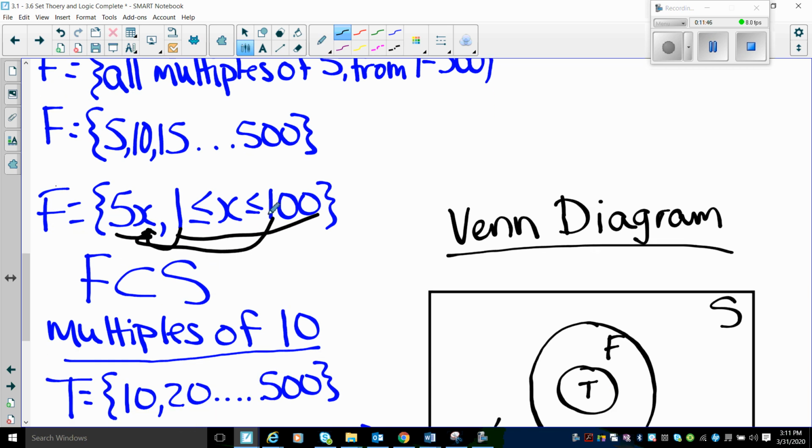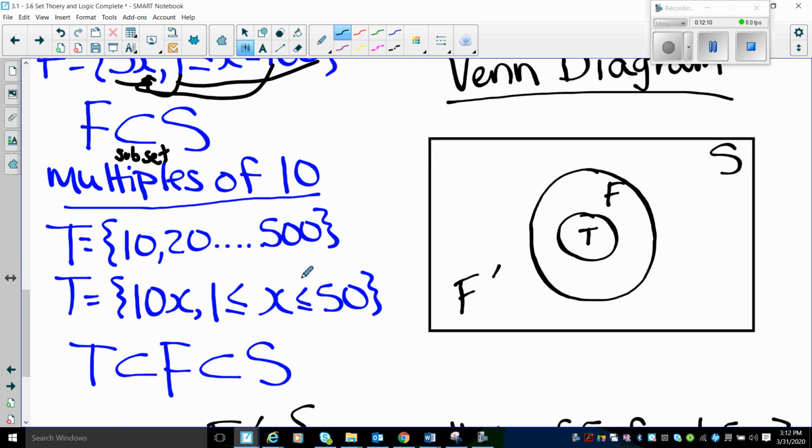Because all of those numbers, 5, 10, 15, 20, and so on, are also in between 1 and 500, I can say that F is a subset. This is the abbreviation for subset, or symbol, I should say. F is a subset of our universal set S.